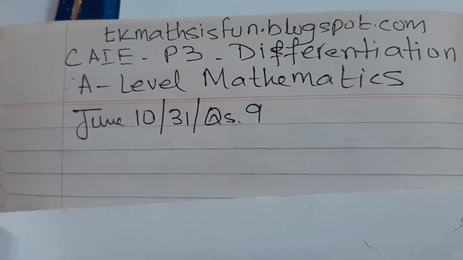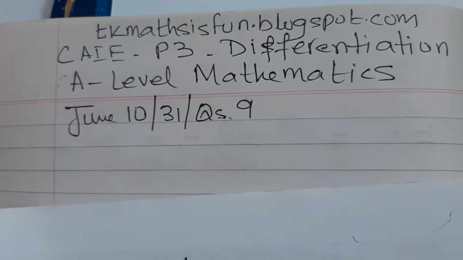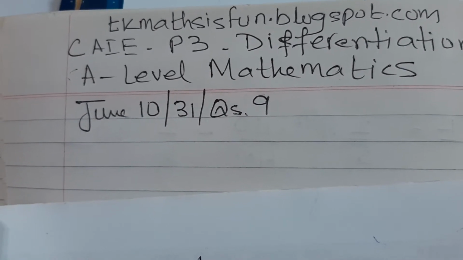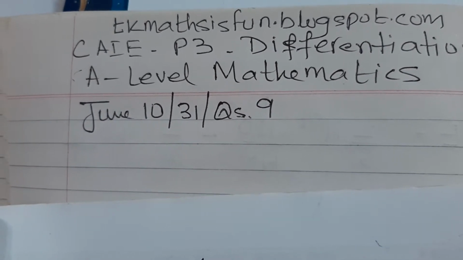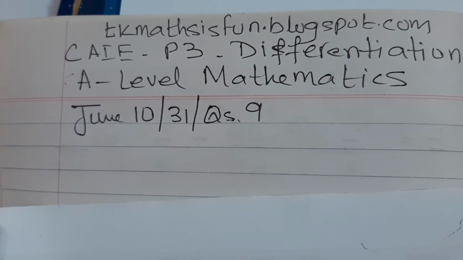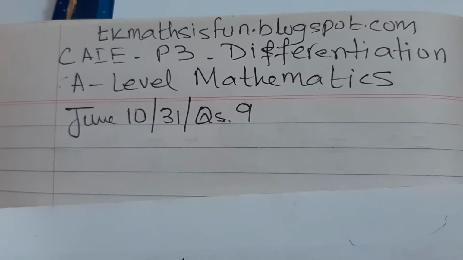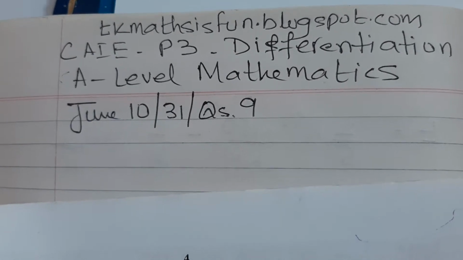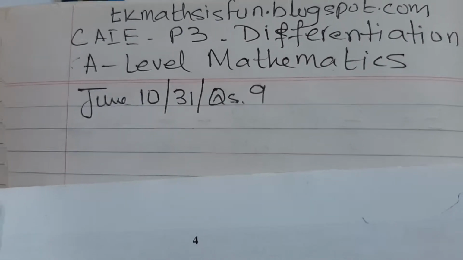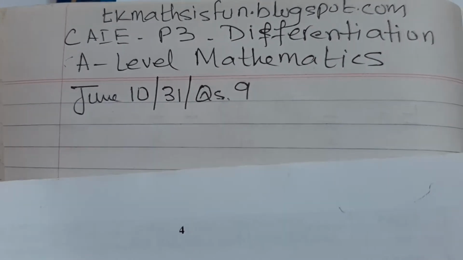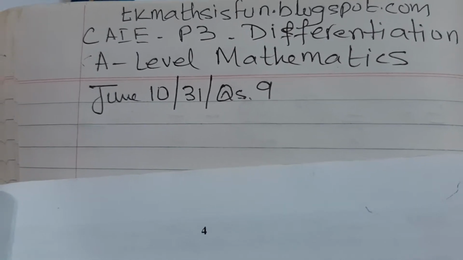In this video, I will explain a question of differentiation from P3 A-level mathematics, CAIE syllabus. This question is from June 10, variant 3.1, question number 9. Most students usually find this question very difficult to solve, so I am explaining it here.